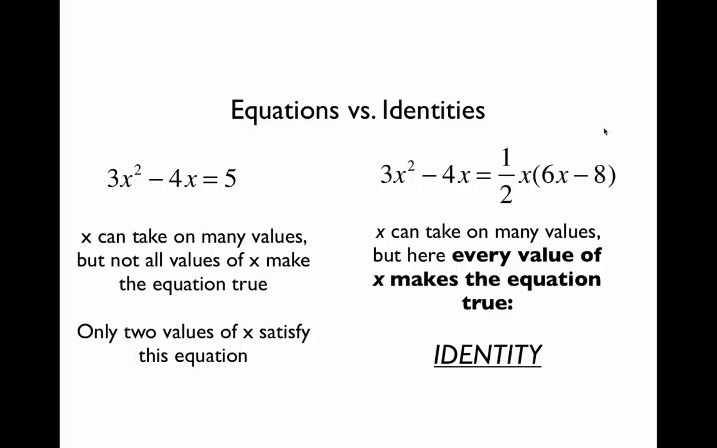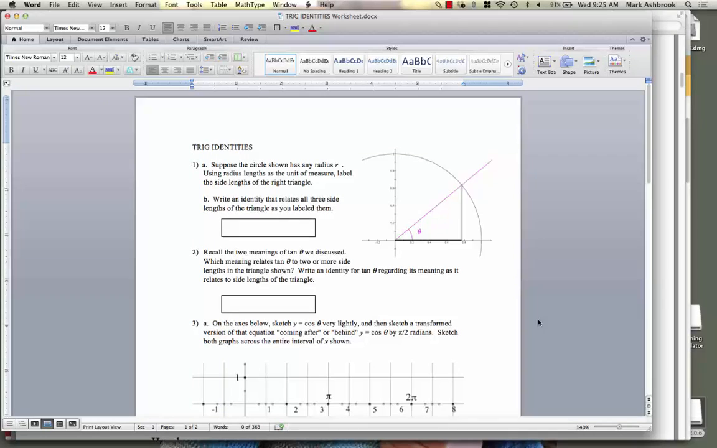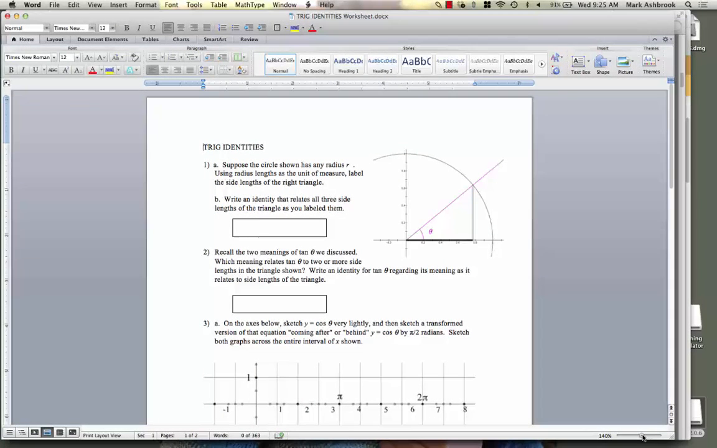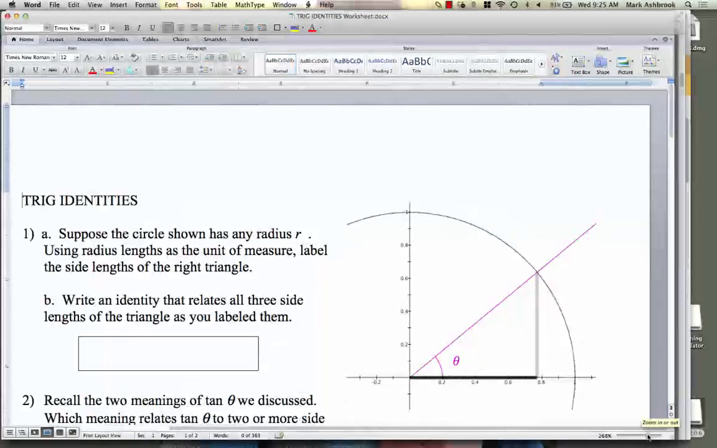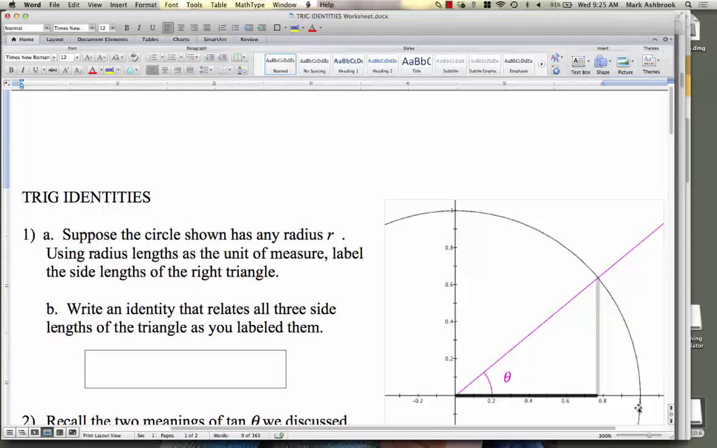Okay, so these identities arise because we have all these different relationships in trig. There's just dozens and dozens of identities which are true for every angle. Okay, so here is a familiar picture. Suppose a circle has a radius, any radius of r. So say 46 feet. Okay, so suppose the radius here is 46 feet.